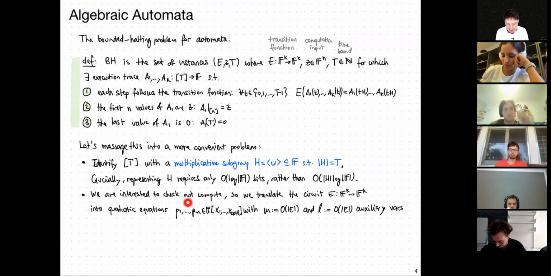Now we're interested in checking, not computing. So we translate the circuit into quadratic equations, okay? With M equations and L auxiliary variables, all right? So how do we do it? Well, just Cook-Levin theorem, right? This is just some arithmetic circuit. I can just break it down into a bunch of quadratic equations, right? And let's just give it a name, P1 through Pn, okay?